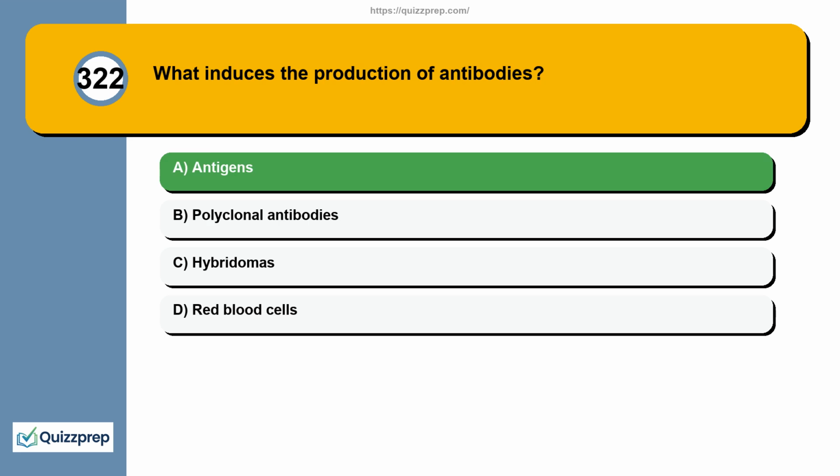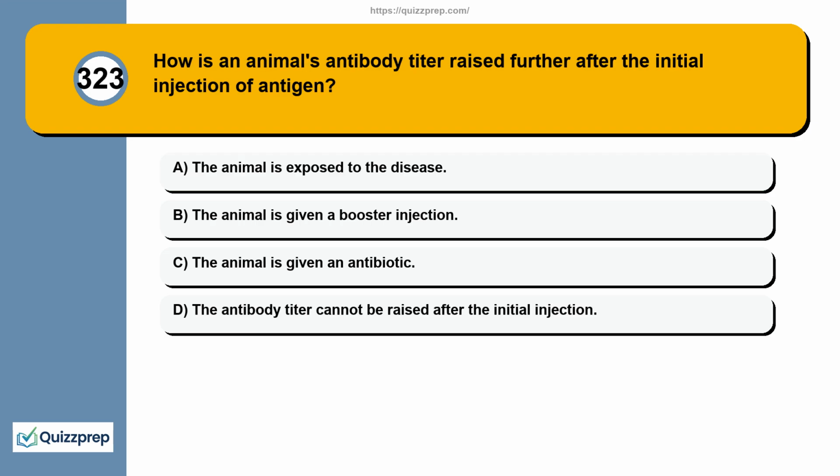The correct answer is option A, antigens. Question 323. How is an animal's antibody titer raised further after the initial injection of antigen? Option A, the animal is exposed to the disease. Option B, the animal is given a booster injection. Option C, the animal is given an antibiotic. Option D, the antibody titer cannot be raised after the initial injection.